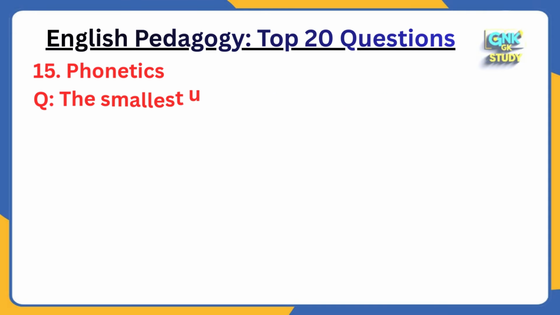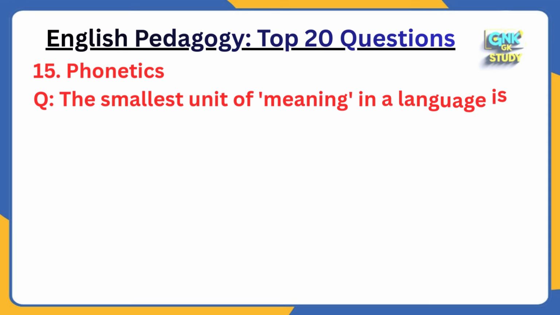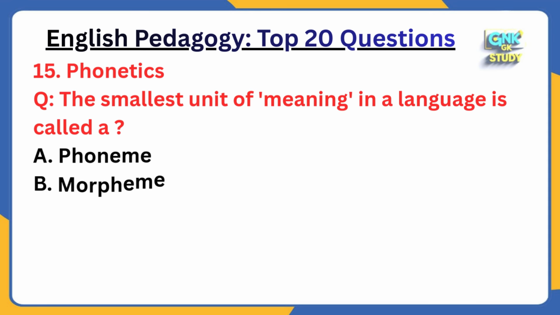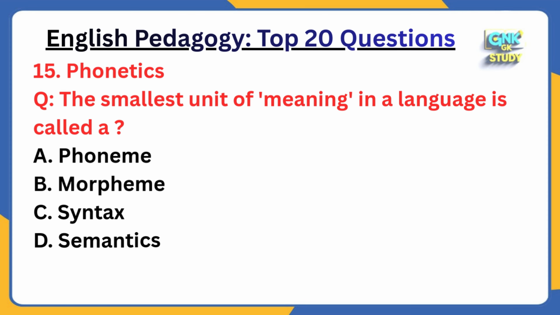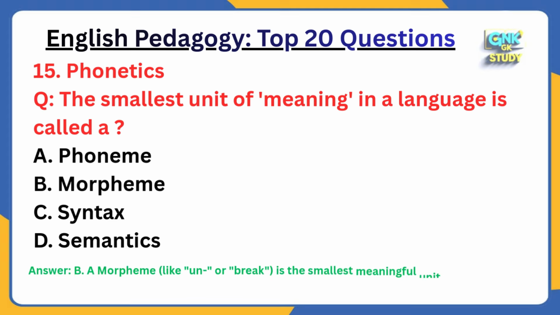15. Phonetics. The smallest unit of meaning in a language is called A. Phoneme, B. Morpheme, C. Syntax, or D. Semantics. Answer B. A morpheme, like un or break, is the smallest meaningful unit. Phoneme is the smallest unit of sound.